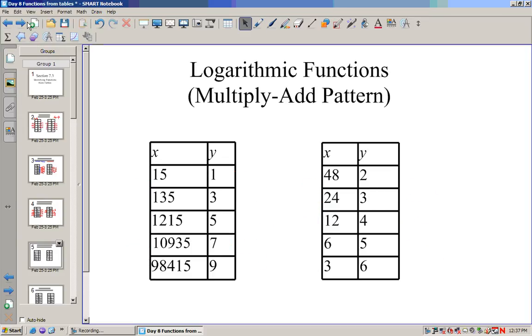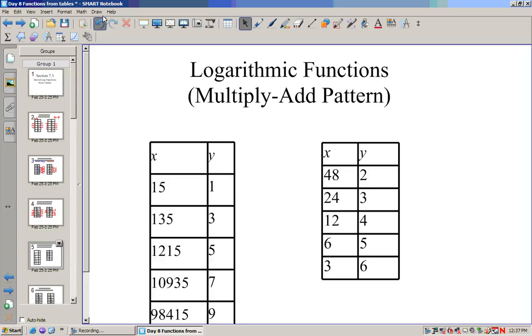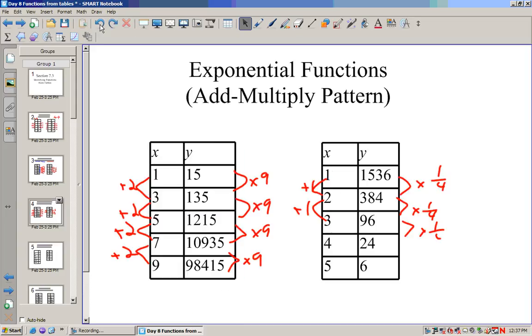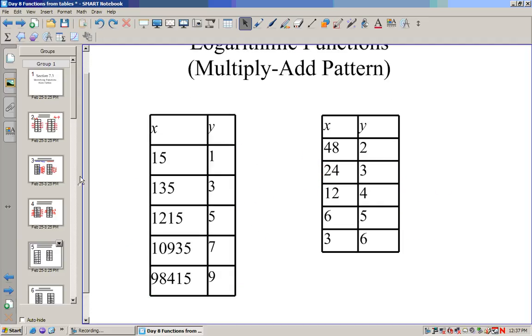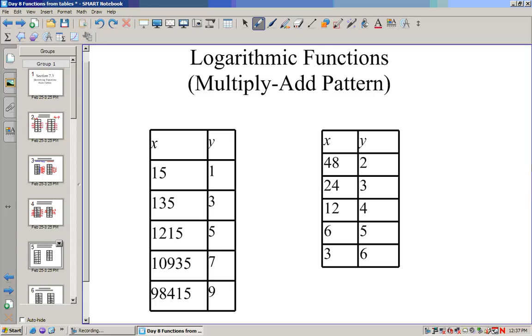Alright, for logarithmics, since a logarithmic function is the inverse of exponential, we have the opposite pattern. Oh, we can deal. It's a multiply-add pattern. So I'm adding over here, and I'm multiplying over here.